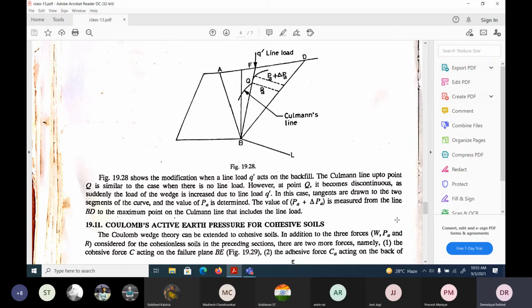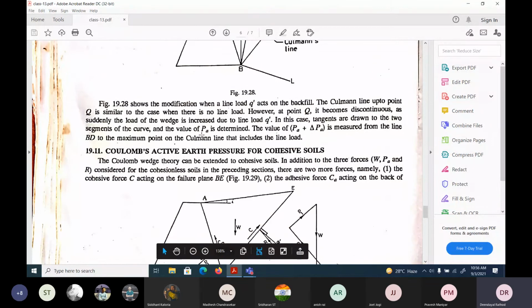The value of PA plus delta PA is measured from the line BD to the maximum point on the Culmann's line that includes the line load. So like that we can apply this particular Culmann's theory to the surcharge load. Surcharge load means some line load if we have it, some pipe or maybe some concrete. Okay, and that's all with this Culmann's and the Rebhann's and this Coulomb theory. You can go through it.